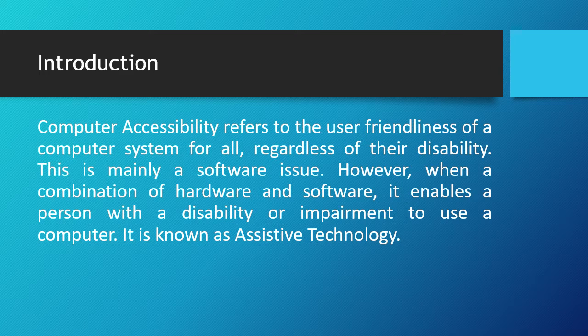Computer accessibility. Computer accessibility refers to the user-friendliness of a computer system for all, regardless of their disability. This is mainly a software issue. However, when a combination of hardware and software enables a person with a disability or impairment to use a computer, it is known as assistive technology.